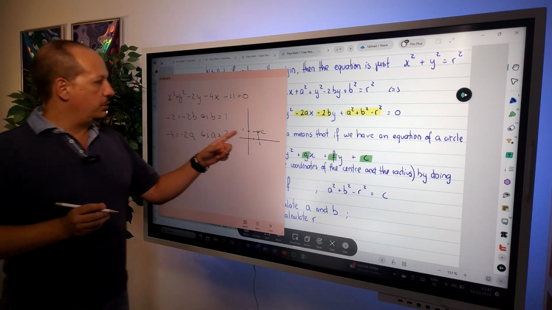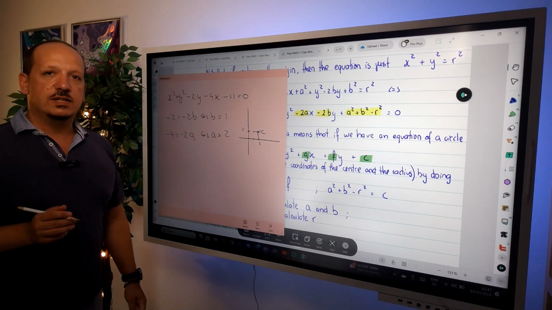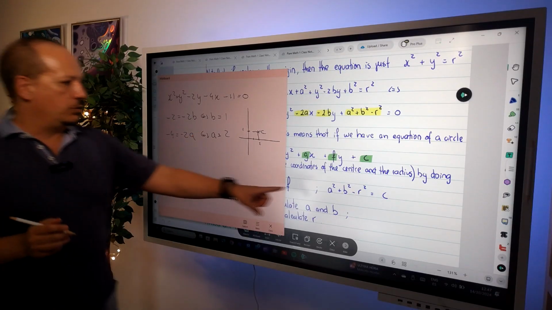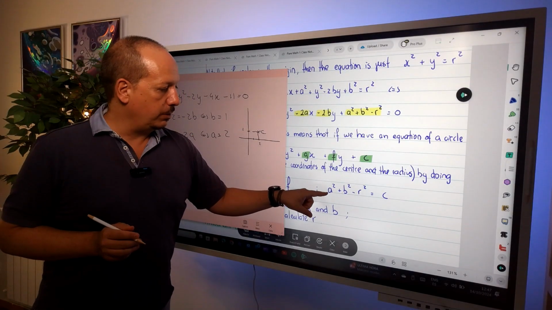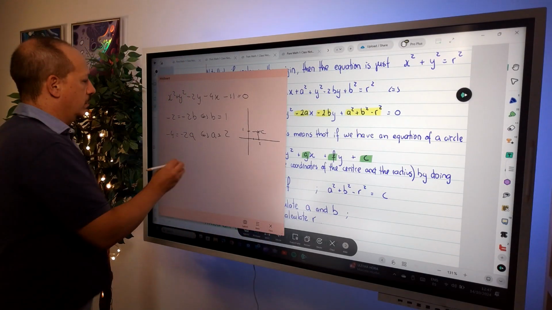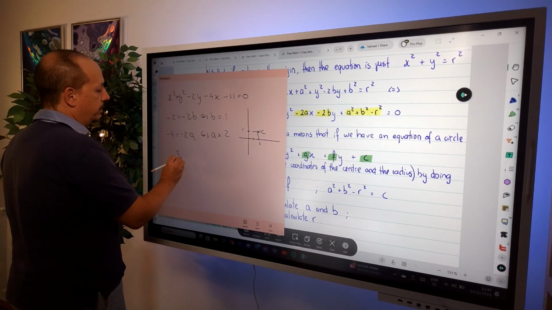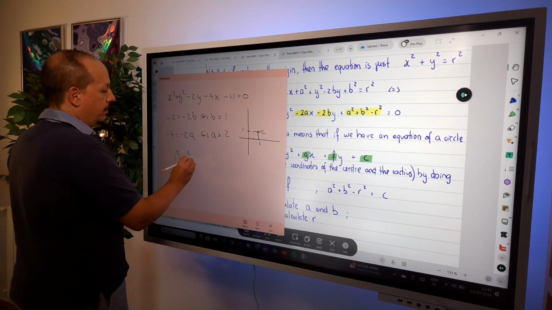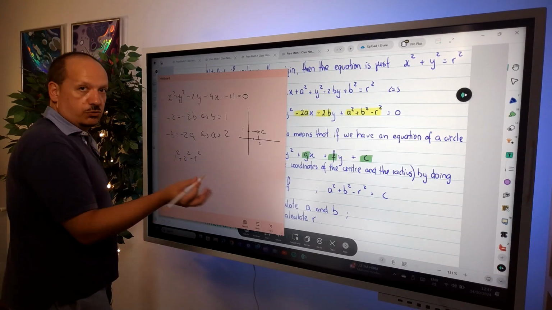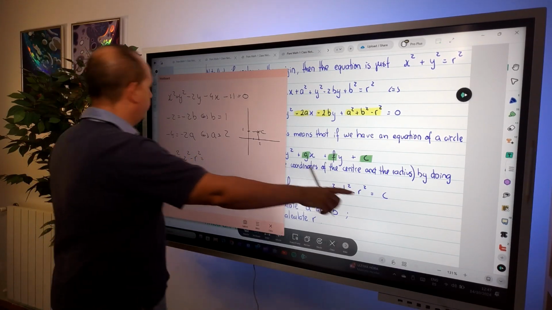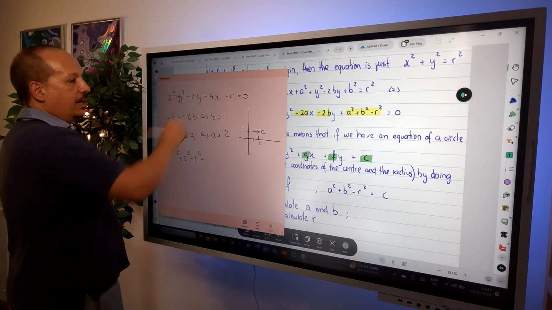What do I need to know? I need to know the radius of this circle. So I have to use this last part, but I already know the value of a and b. So I know that 2 squared plus 1 squared minus the radius squared, that's what I want, equals the value of c, which is minus 11.